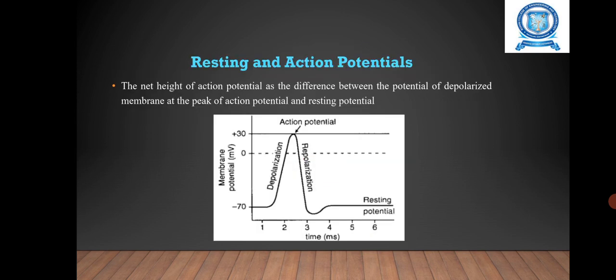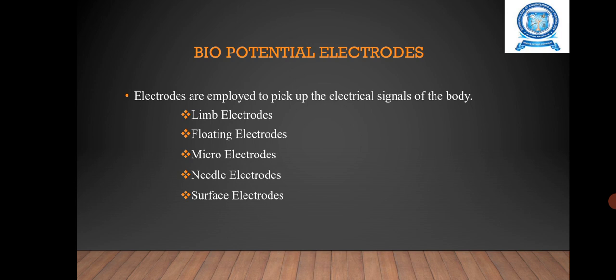Then next one is resting and action potential. The waveform shows the typical cell potential. That means it shows the net height of the action potential as the difference between the potential of the depolarized membrane at the peak of the action potential and the resting potential.